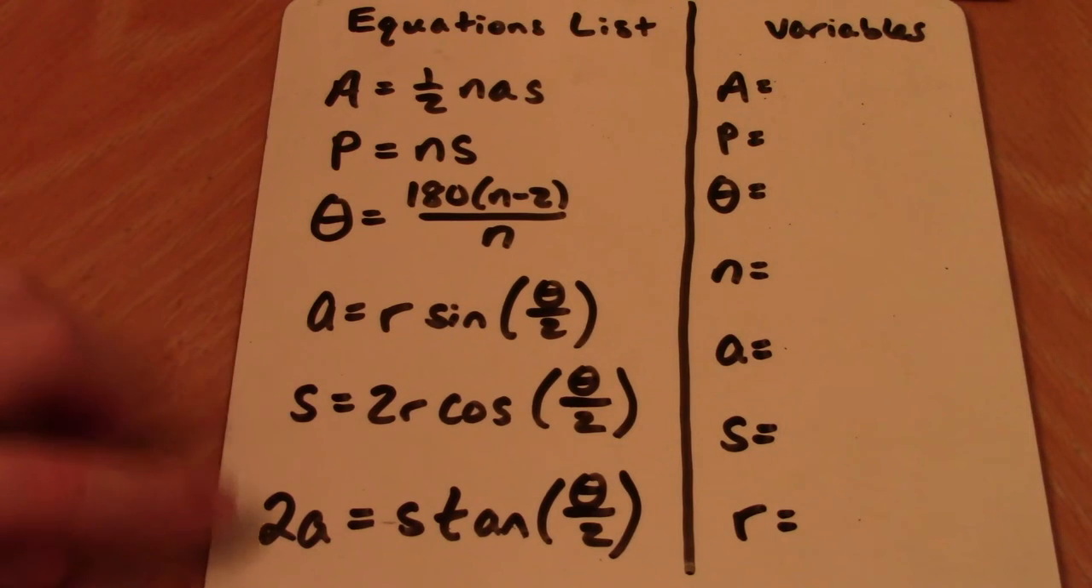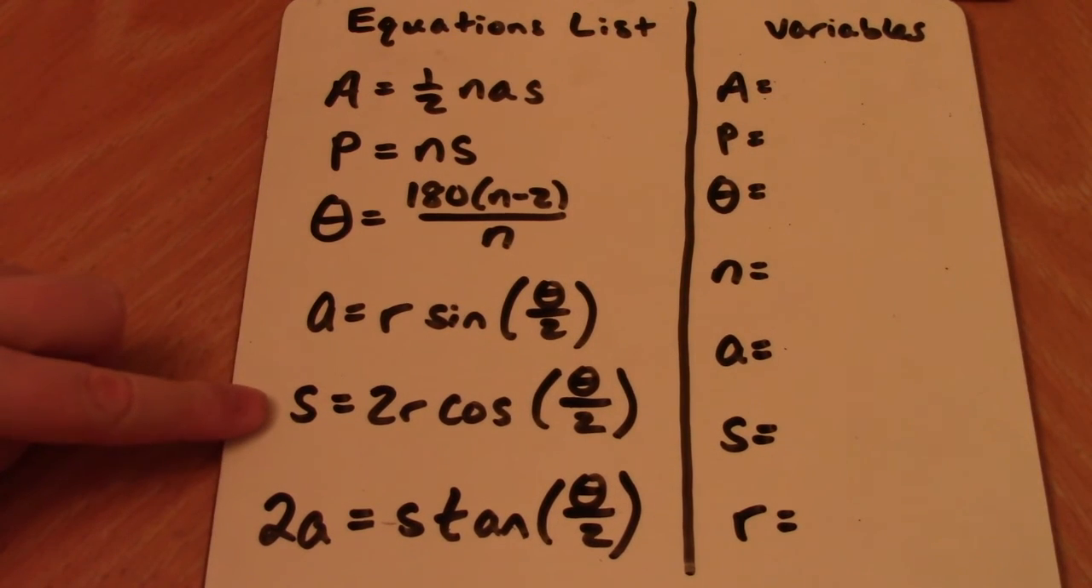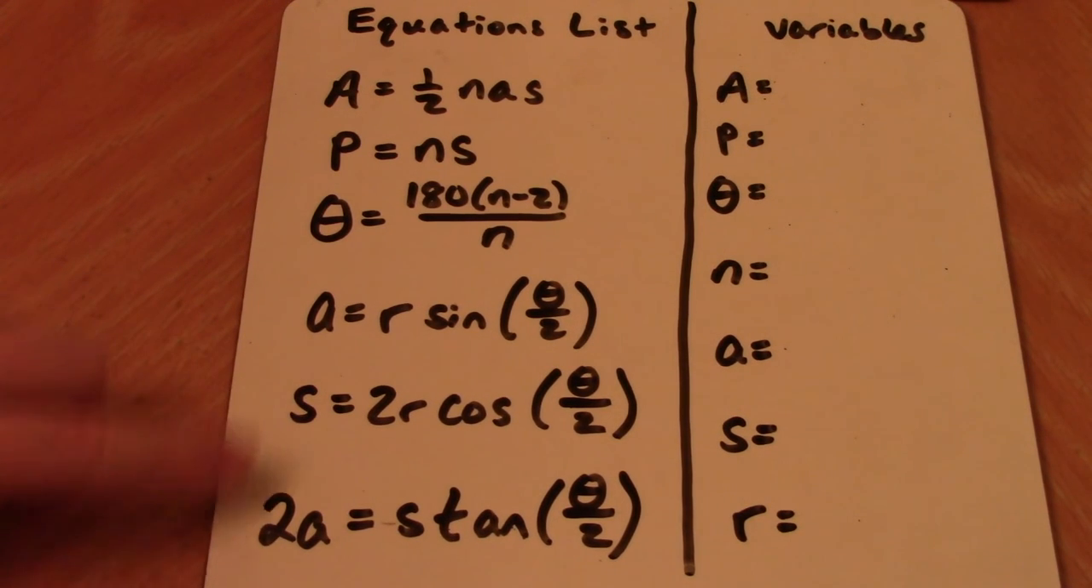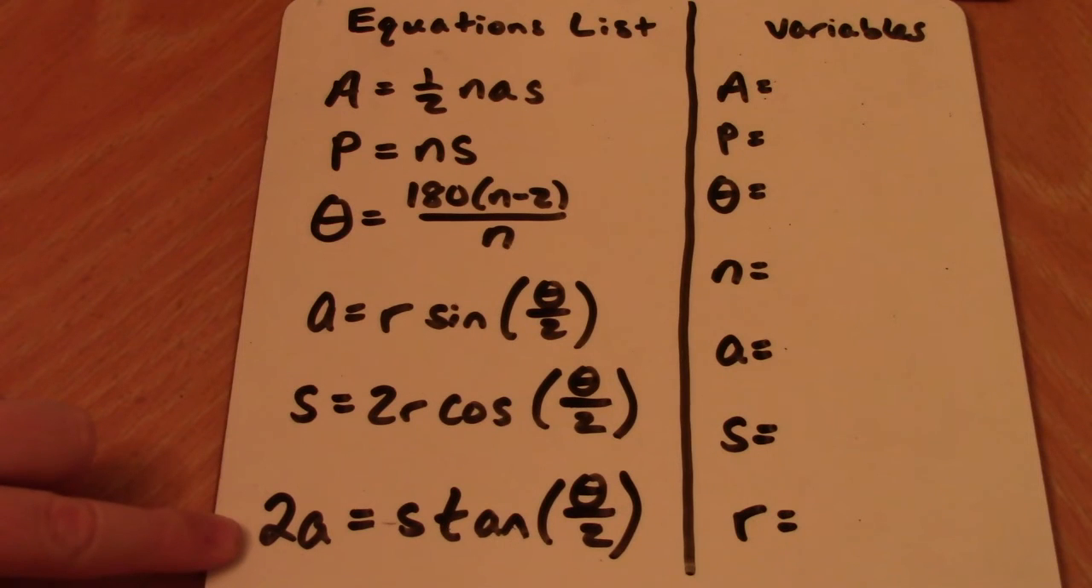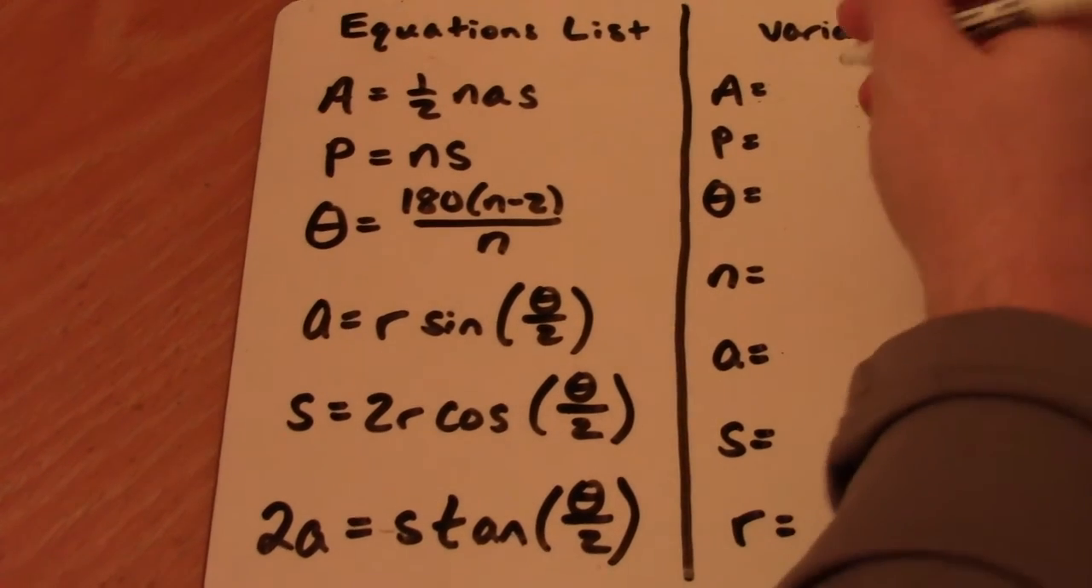Finally, our three relationship equations. If we need to relate A and R, we use A is equal to R times the sine of theta over 2. If we need to relate S and R, we would say S is 2R times cosine theta over 2. And if we need to relate A and S, we would say 2A equals S times the tangent of theta over 2. So once again, what do these variables mean?